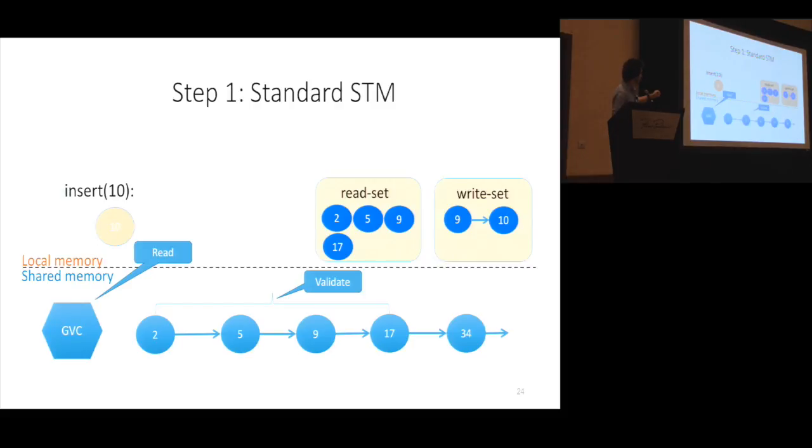Okay, so to insert 10, we start by reading the global version clock, then we traverse the list until we find the place to actually insert the 10. Everything we read during this traversal, the 10 and 17, we put in the read set, and the actual node that we want to update goes to the write set. And as we traverse the list, we need to validate that each node's version is not bigger than the version that we read in the beginning, to make sure that we are still in the main list. So we need to validate.